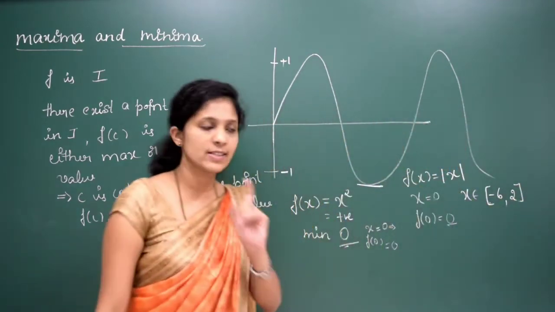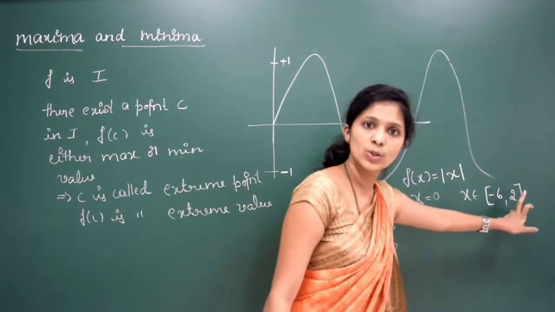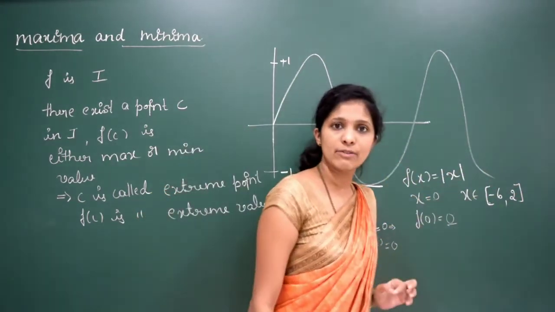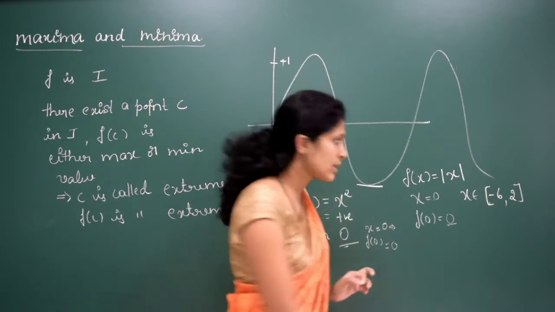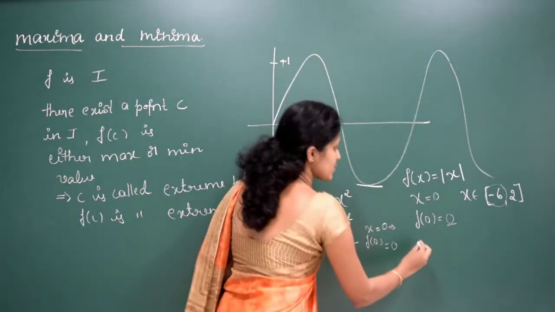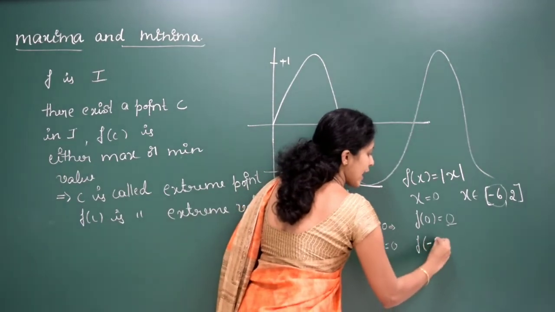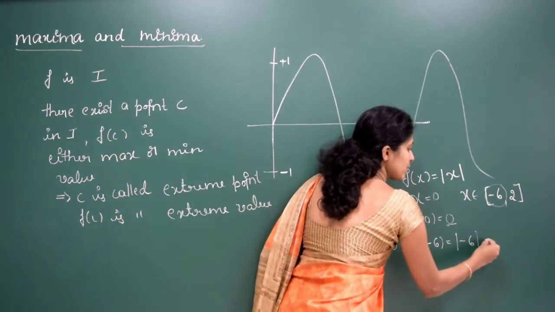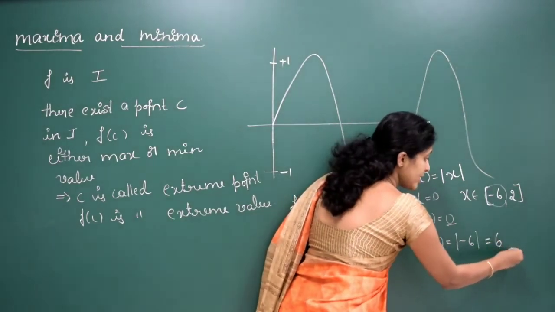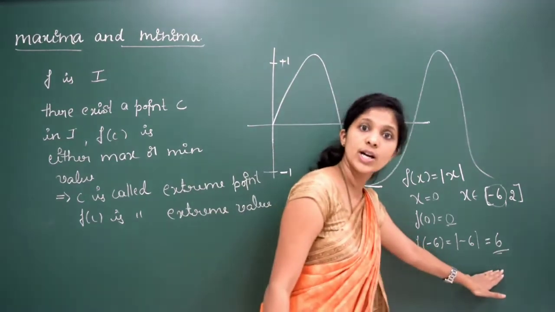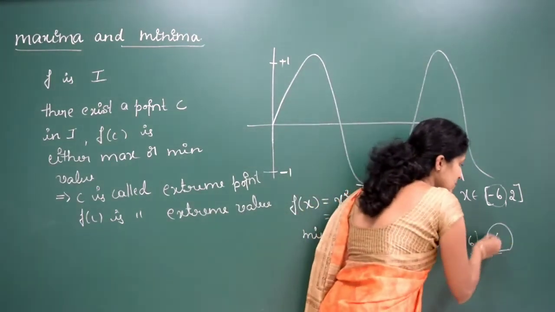Now the value of x belongs to -6 to 2. I mean the interval is defined, right? Now can you say what is the maximum value for this? Obviously the maximum value will be at -6, right? If I substitute the value of x as -6, f of -6 will be equal to mod of -6. Mod of -6 will be +6, right? So modulus will be considered positive. So f of -6 is equal to 6. So this is the maximum value.